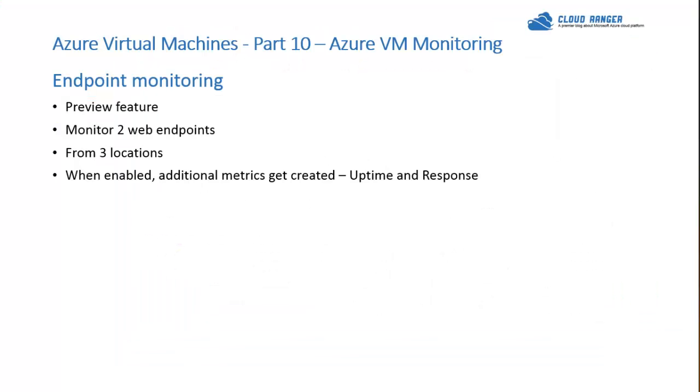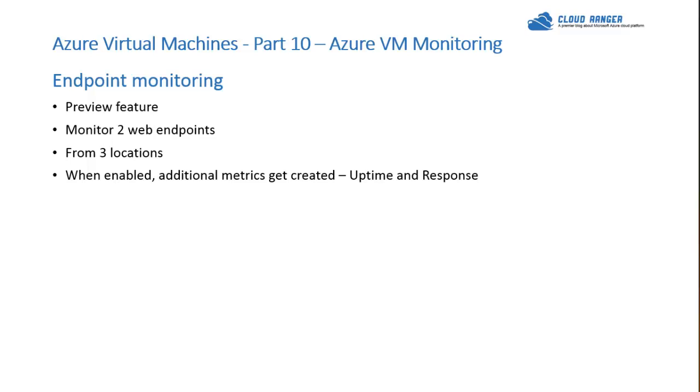So the next monitoring we are going to talk about is endpoint monitoring. Microsoft calls it endpoint monitoring, but you'll notice that the only endpoint it can monitor is actually for the web, HTTP or HTTPS, and no other endpoints really. It's a preview feature, so it's not feature complete. They might add additional stuff later. But for now, you can monitor up to 2 web endpoints, and it could be 2 sites, 2 web applications, or whatever, but just 2 of them from 3 locations.